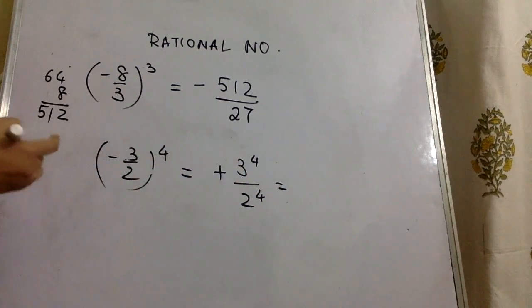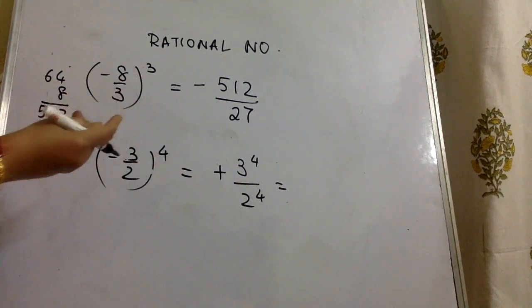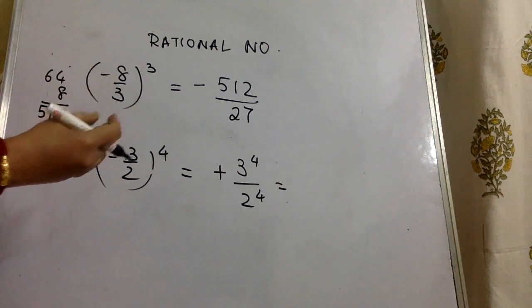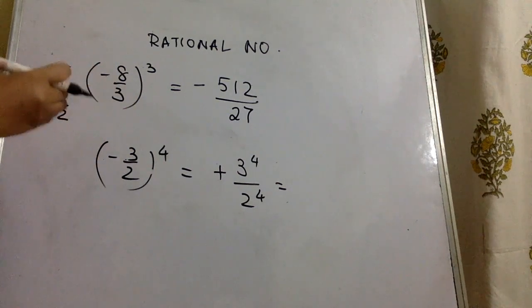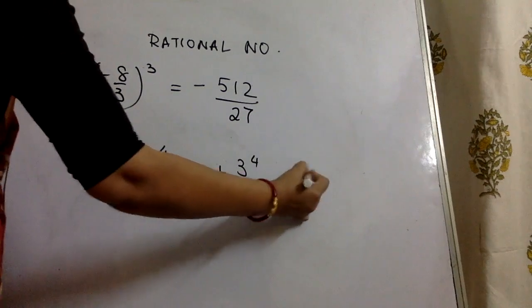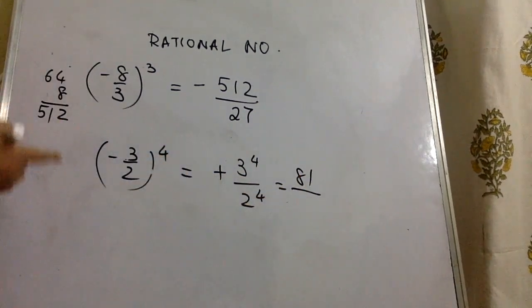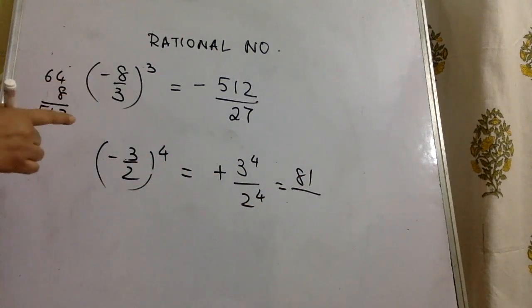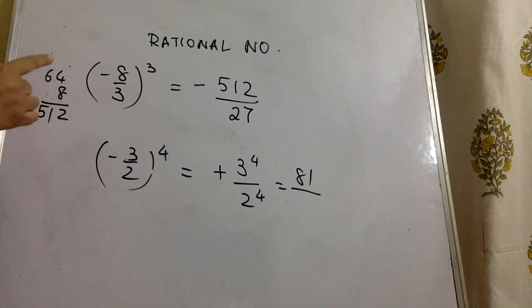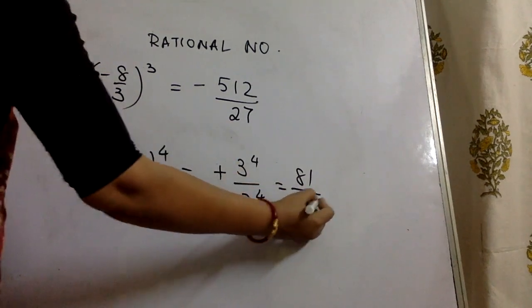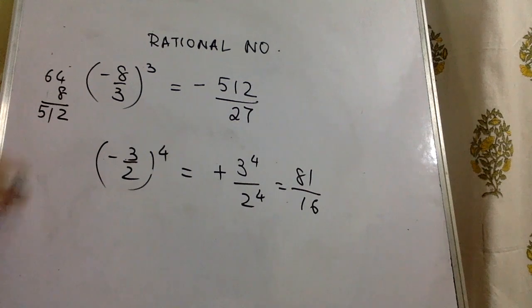3 to the power 4 is 3 into 3 is 9, and if you multiply it 4 times, 9 into 3 is 27, 27 into 3 is 81. Write the 81 here. 2, 4 times: 2 into 2 is 4, 4 into 2 is 8, 8 into 2 is 16. Here goes the 16. So my final answer, you see, the minus sign disappears. This is how we have converted it to a rational number.